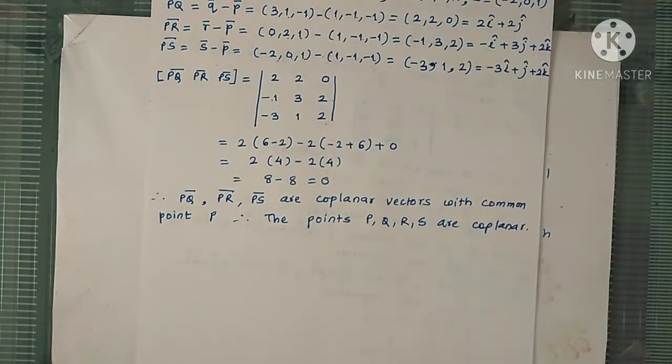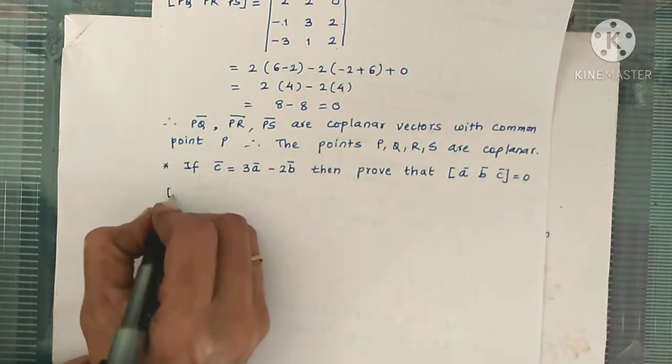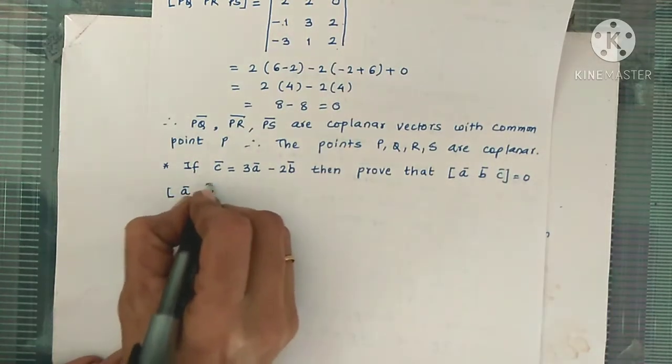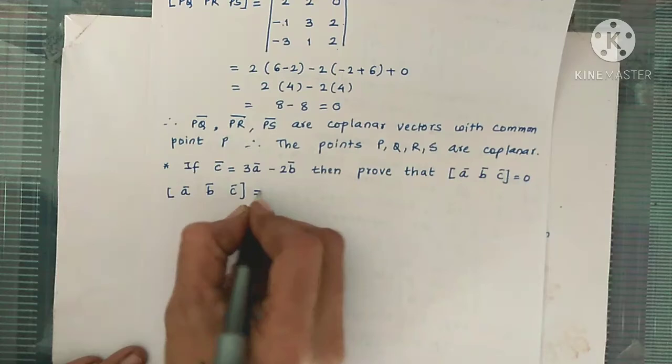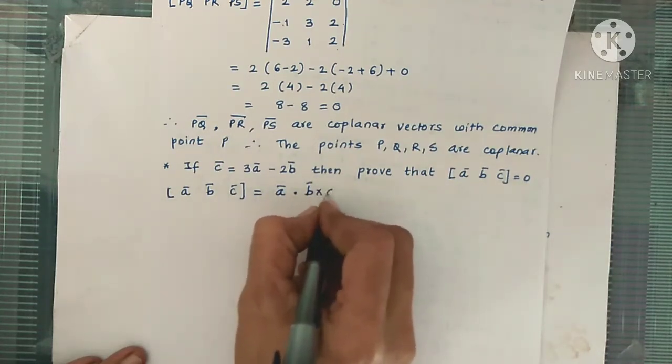Okay. Now the next question: C bar is given as 3A bar minus 2B bar. Then prove that their scalar triple product is 0. Now here A bar, B bar and C bar are not given in terms of i, j, k, but C bar is given in terms of A bar and B bar. So let's use the definition of scalar triple product. Scalar triple product A bar, B bar, C bar, by definition, is A bar dot B bar cross C bar.